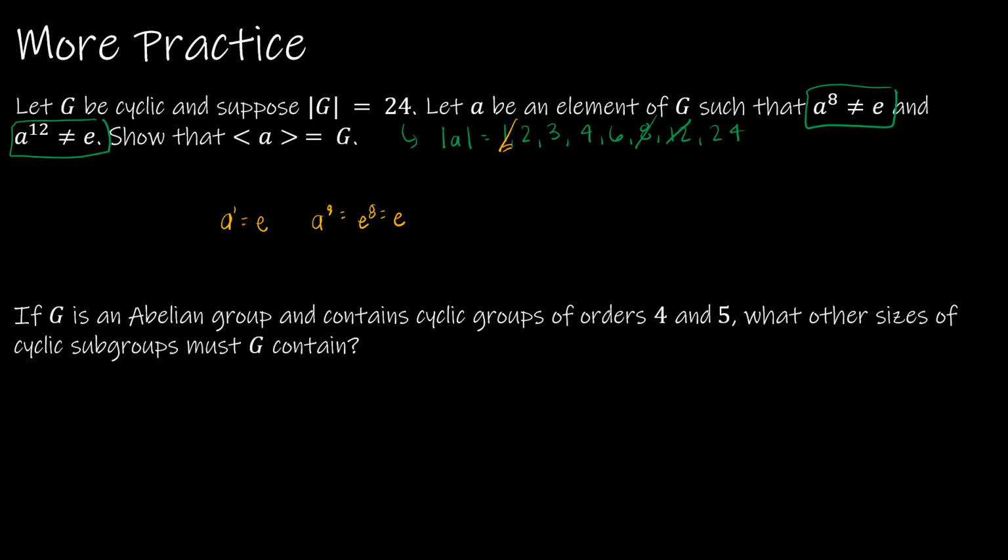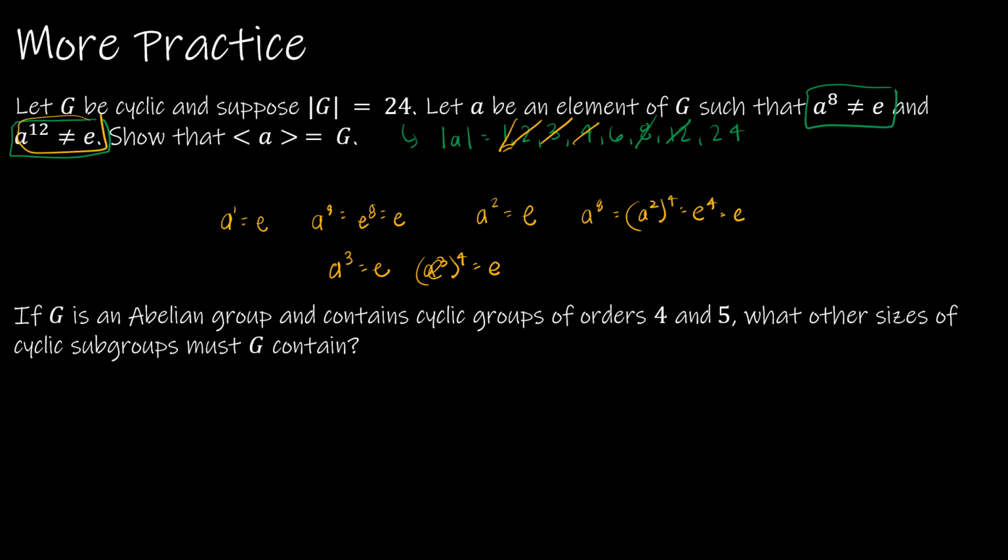So let's look at 2. What about A squared? If A squared is equal to E, then A to the 8th would be the same as A squared to the 4th, which is just E to the 4th, which is E. So it can't be 2. Now let's look at 3. If A to the 3rd is E, then we could say that A to the 3rd to the 4th is E, because that's E to the 4th, but again, A to the 12th is not E. So it can't be 3.